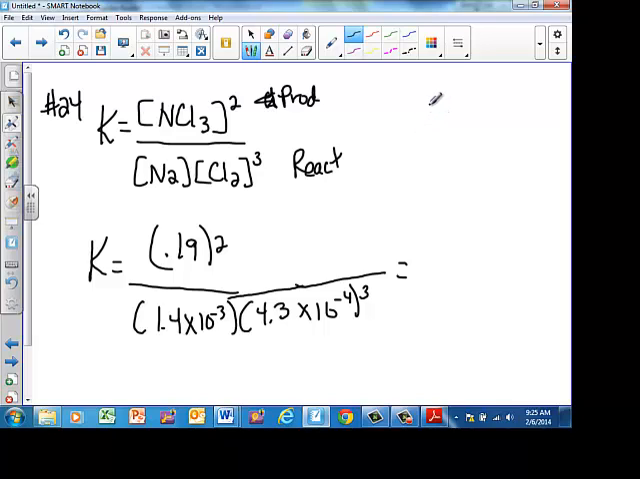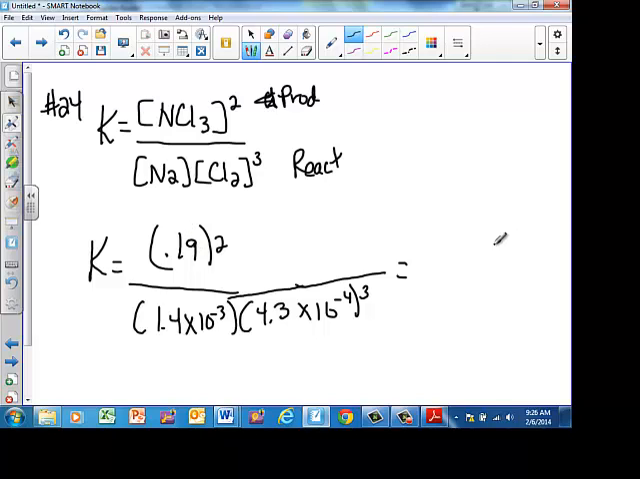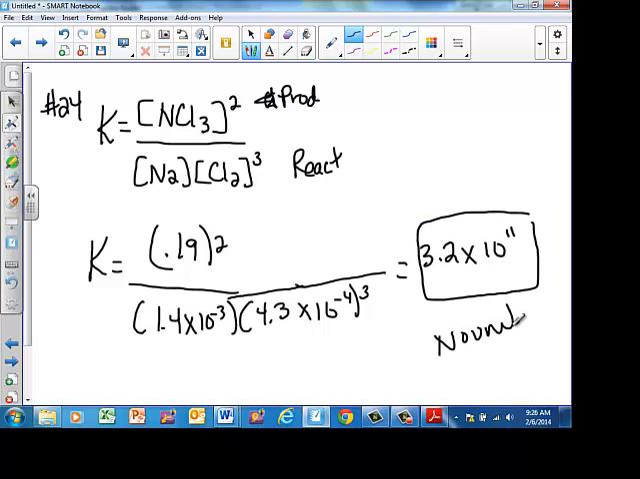And then it's a matter of plug and chugging. And here's the great part. Remember lowercase k in chapter 12 had all those really tough labels, right? It would change based on if it was first order or second order. There are no units for capital K. So when I plug and chug this, to 2 sig figs, it's going to end up being 3.2 times 10 to the 11th, and that's it. No units.